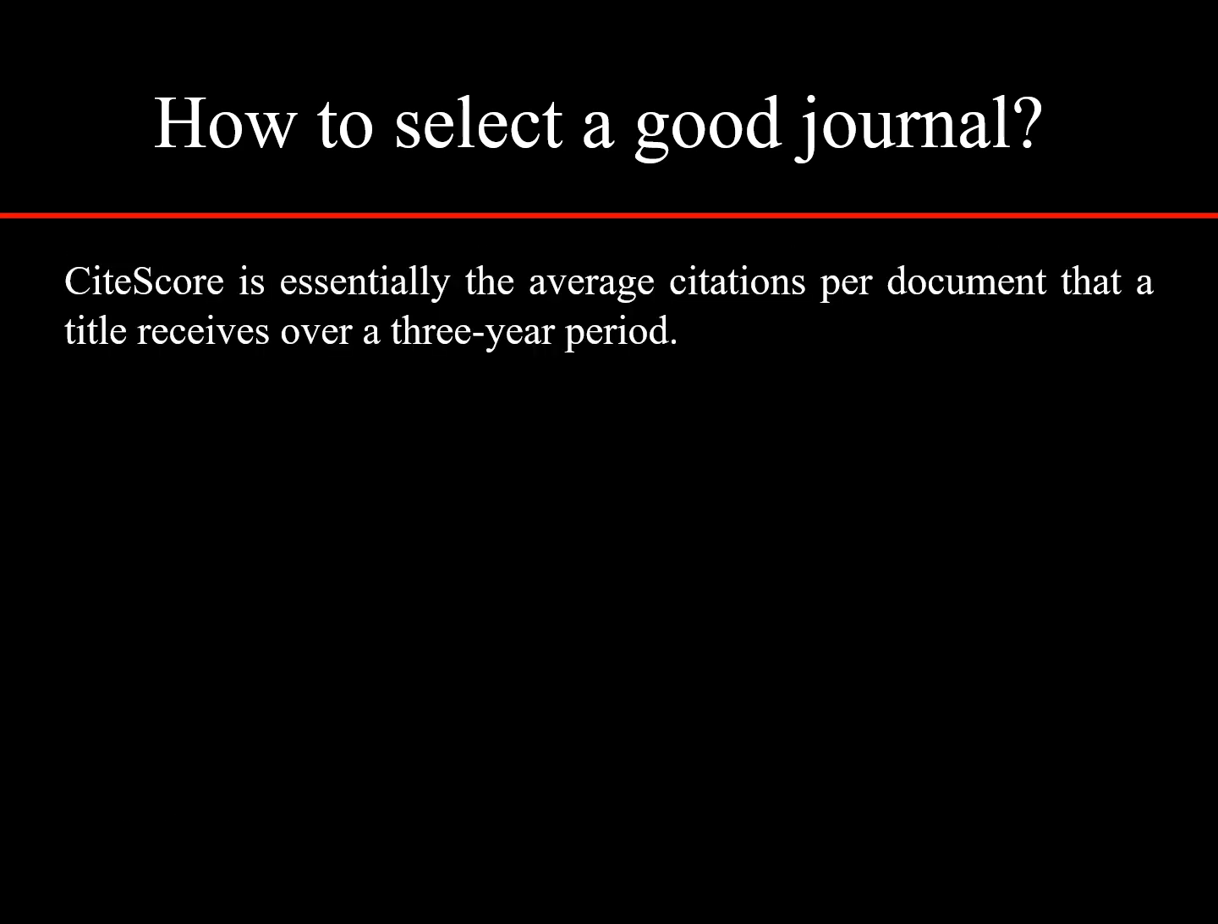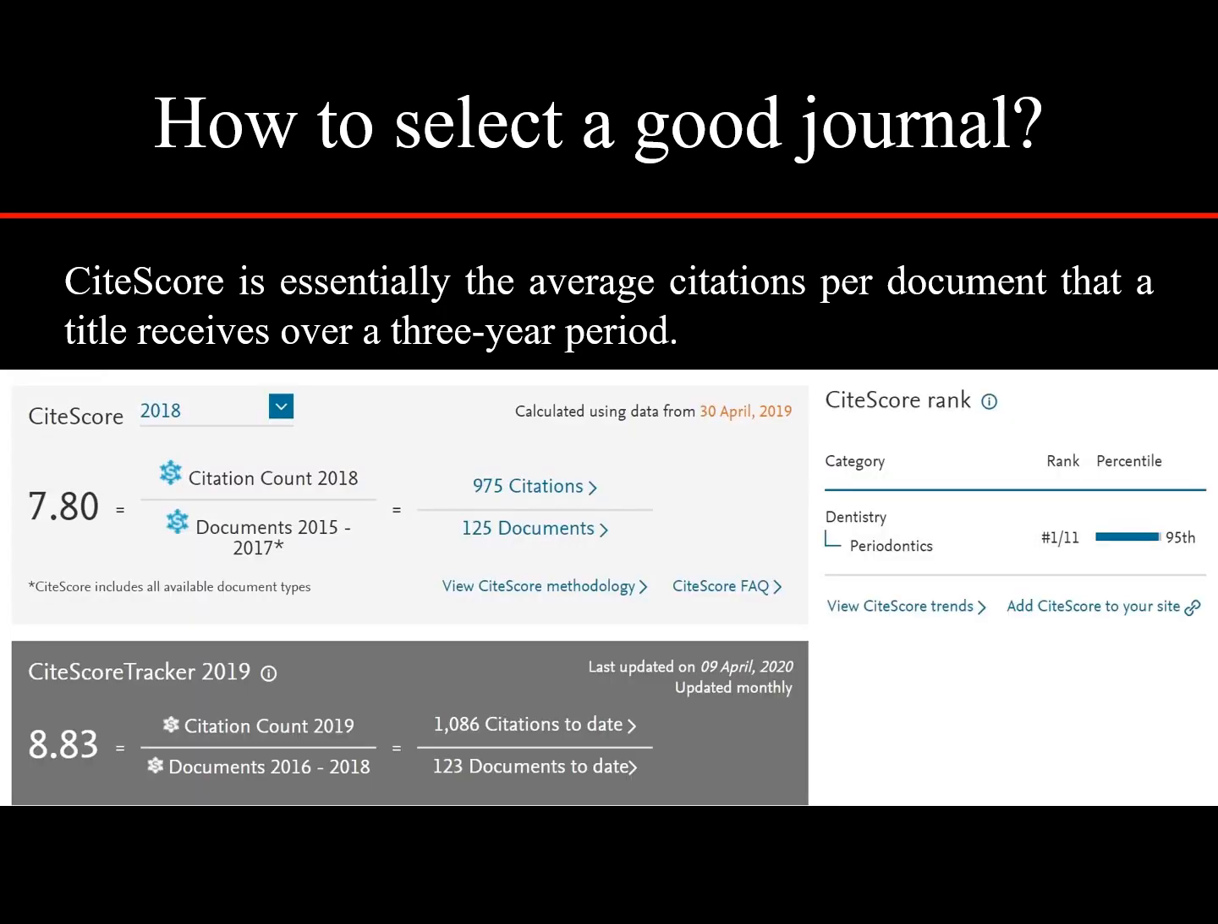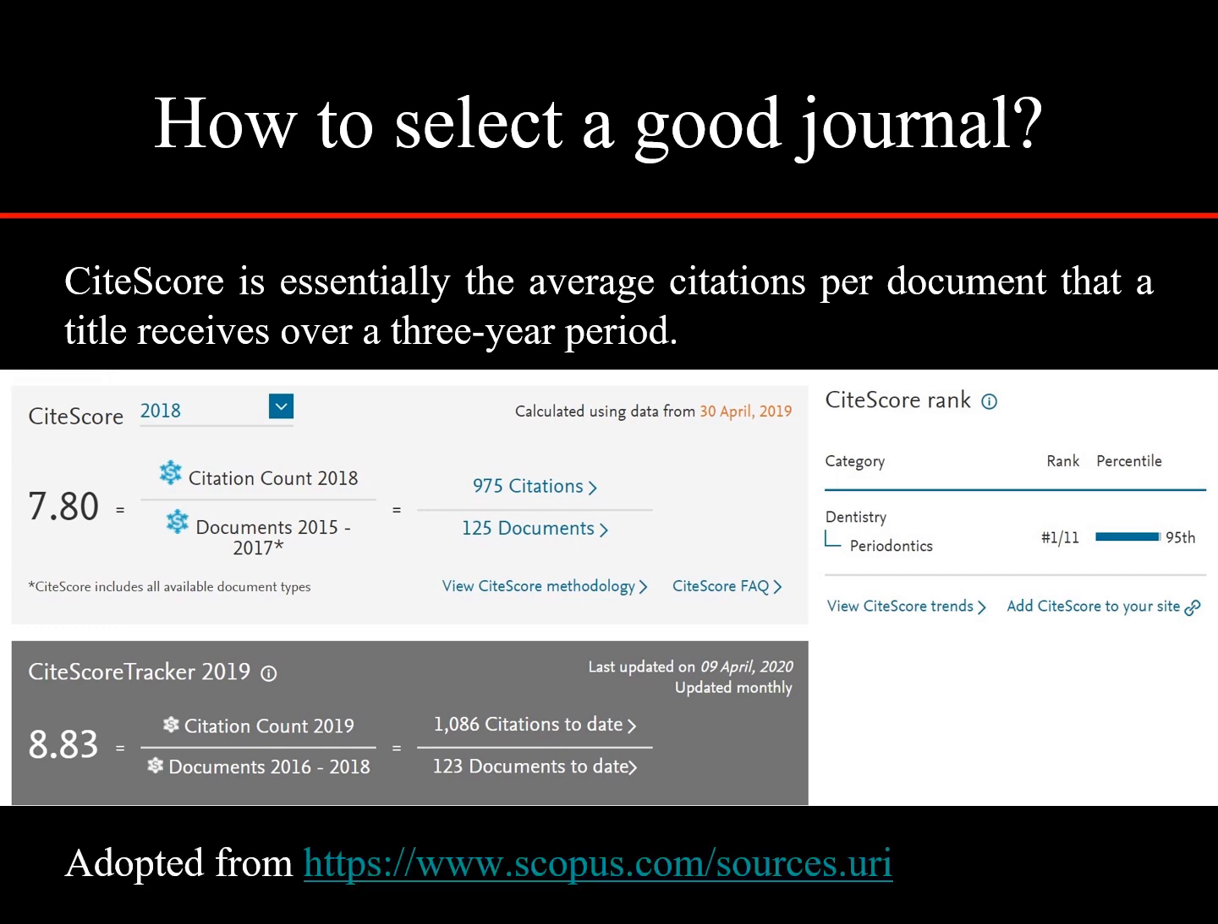The second metric is the cite score, which is essentially the average citation per document that a title receives over a 3-year period. And the cite score has an additional feature, which is a cite score tracker, which gives you an impression about the progress or regression of the score of a certain journal.